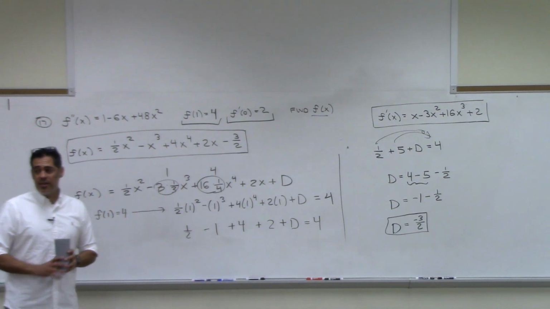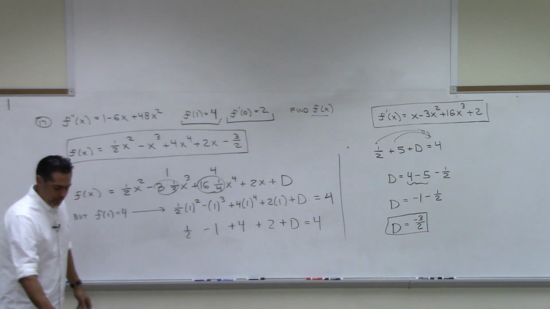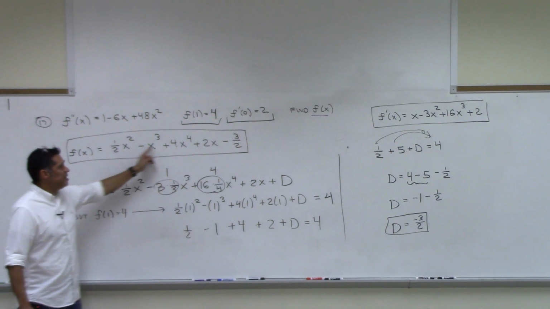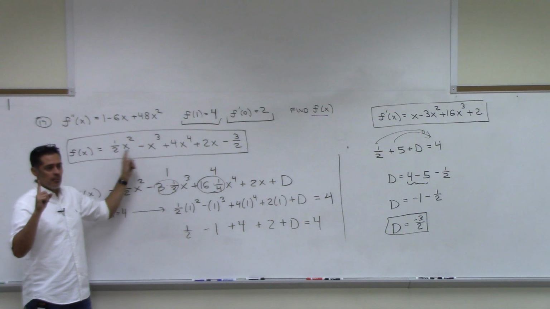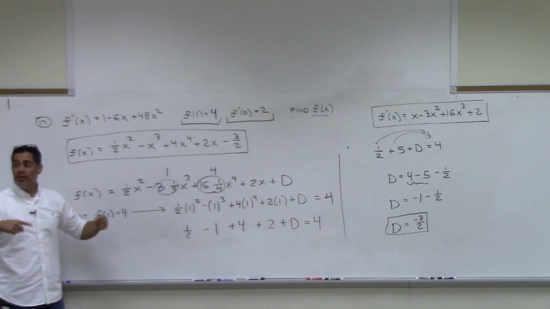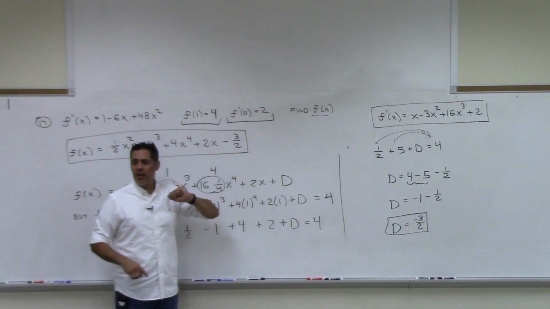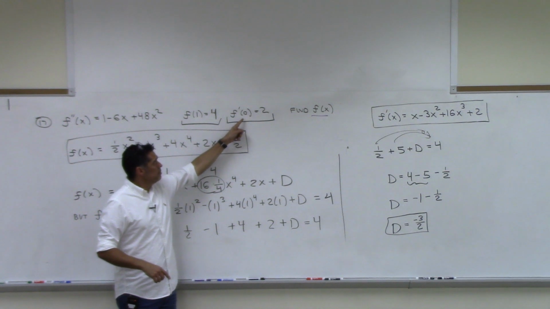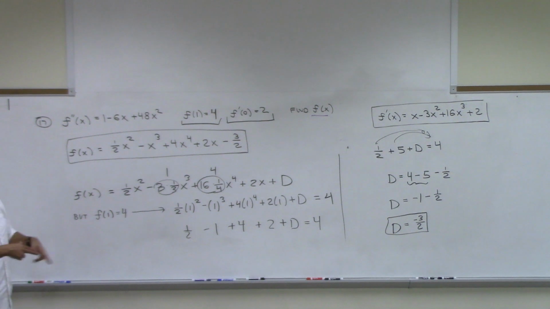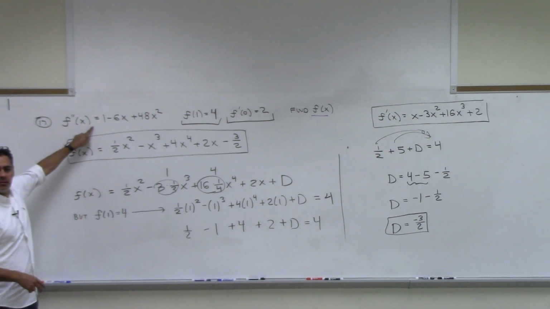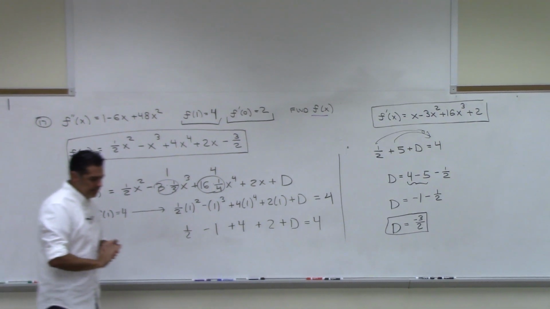You could actually check this answer if you wanted to. If I plug 1 into this, what should I get? If I plug in 1, what should I get? 4, right? If I take the derivative of this, right? Take the derivative of this and plug 0 in, what should I get? 2, right? And if I take the second derivative of this, it should be that. All right, good? What else?